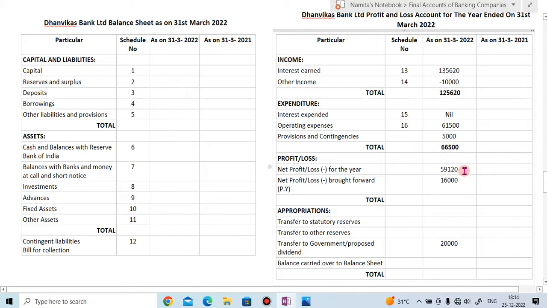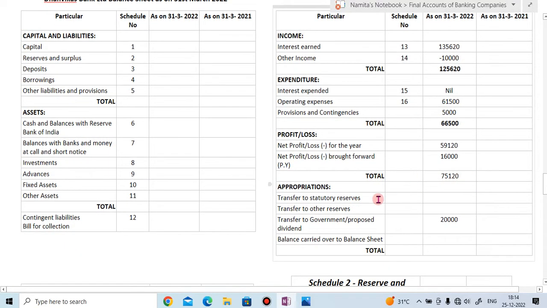So now add this profit and loss, both current year profit and previous year profit. Total will be 75,120. Okay. Now here appropriation. See, transfer to statutory reserve. Now compulsory there is 20% of profit, it is to be transferred to statutory reserve. So out of the profit 20% is to be transferred to the reserve.